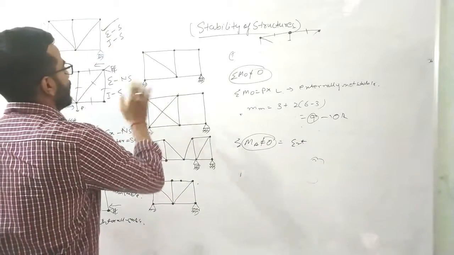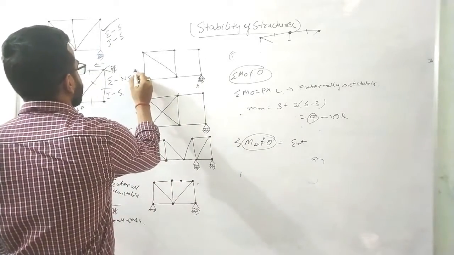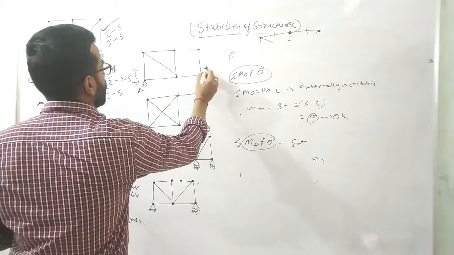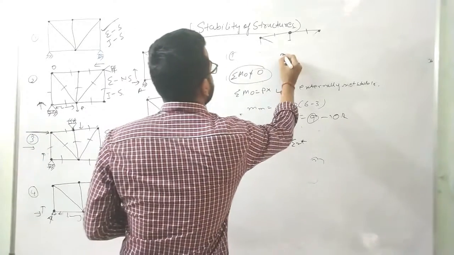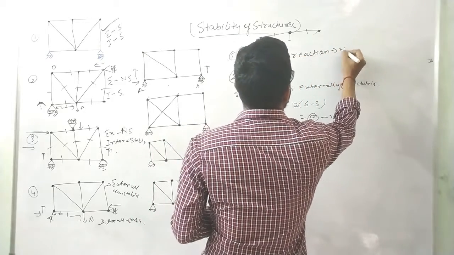Next we come to this point, a very important problem. Now we have to check the stability of this portion, A and B. How many reactions are we getting? At this point and this one, a total of three reactions, not concurrent.